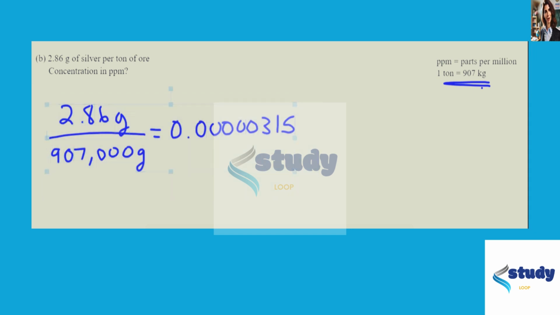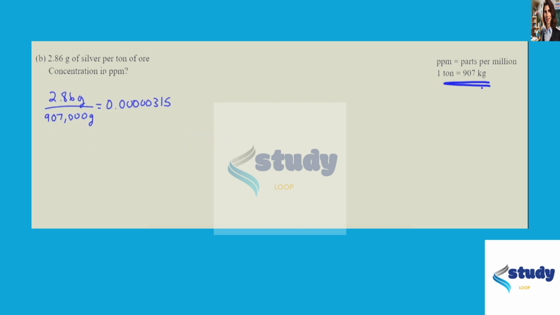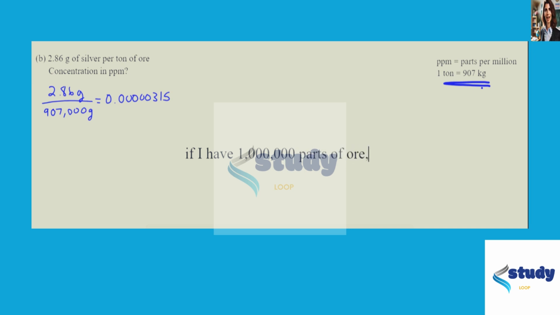Now, I'm going to set that to the side and recall that parts per million is another way of saying, if I have 1 million parts of ore, let me write that out. If I have 1 million parts of ore, how many parts are silver is another way of saying parts per million.